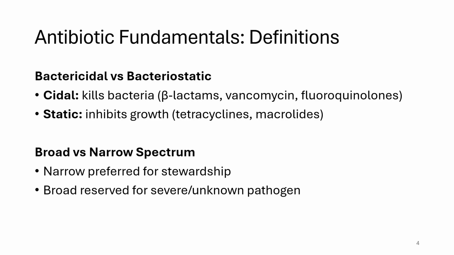So narrow spectrum antibiotics are preferred whenever possible because they target specific organisms and support good antibiotic stewardship. Broad spectrum antibiotics cover a wide range of organisms and are typically reserved for severe infections or situations where the pathogen is unknown, such as early sepsis. So anytime possible, we want to be choosing the narrowest effective antibiotic. That is one of the ways that we help prevent resistance.